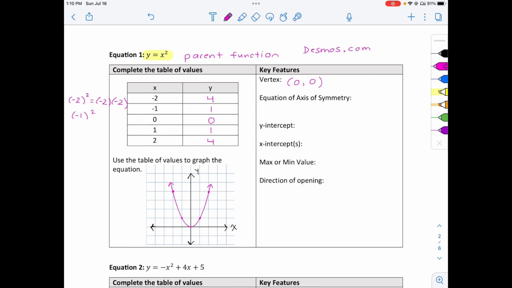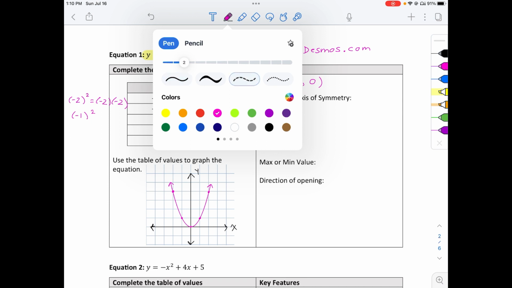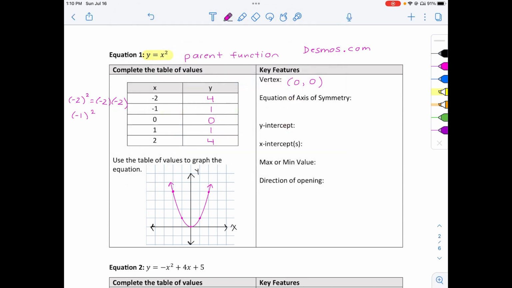The axis of symmetry is the line that cuts through the vertex vertically. It cuts the parabola in half. So in this case, it's actually the same as the y-axis. If I were to draw this here, it's kind of hard to see because it's right on the y-axis, but it would be when x is equal to 0.